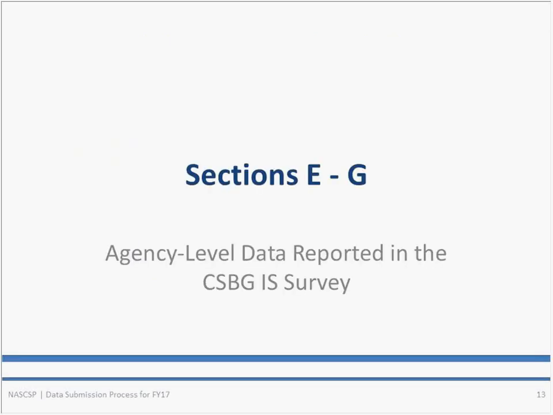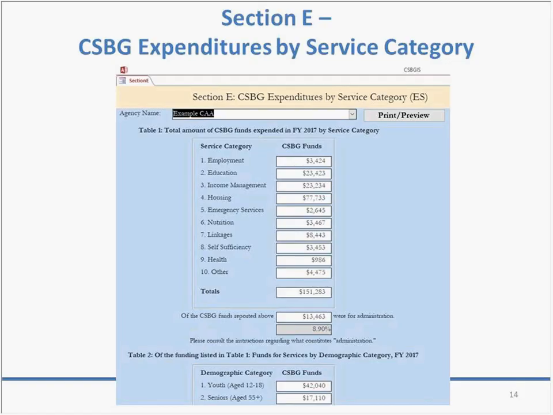So we'll move on to Sections E through G. This is the agency level data that is recorded in the CSBG IS. This is a screenshot of Section E, which is CSBG expenditures by service category. So this is where agencies are reporting the amounts of CSBG expended during the program period. This, in some cases, may cover multiple grants.